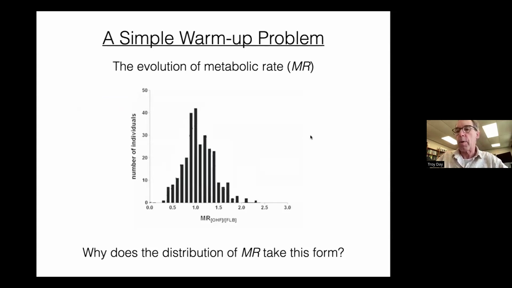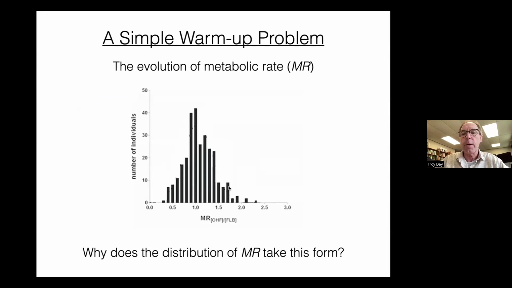Before I start, though, what I want to do is talk about a different, simpler warm-up problem to illustrate the problem, and hopefully you'll see exactly what the problem is from this example. So let's imagine we're interested in something like metabolic rate. Here's a distribution of metabolic rate of individuals standardized on some scale. This is the number of individuals. And suppose the thing we're interested in is understanding why the shape of this distribution of metabolic rates is the way it appears in this empirical data set.